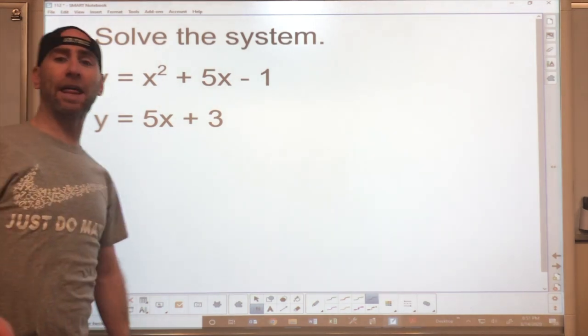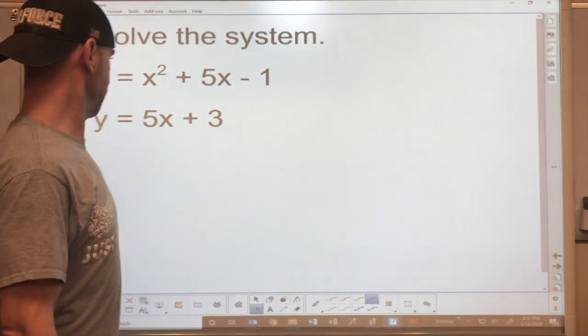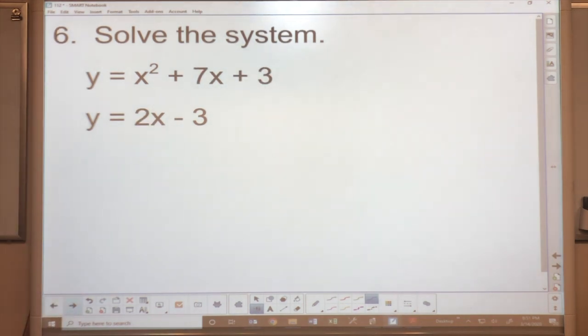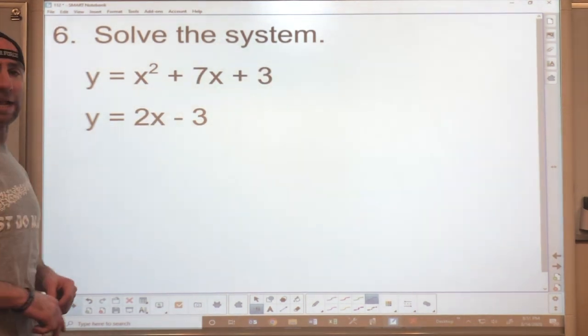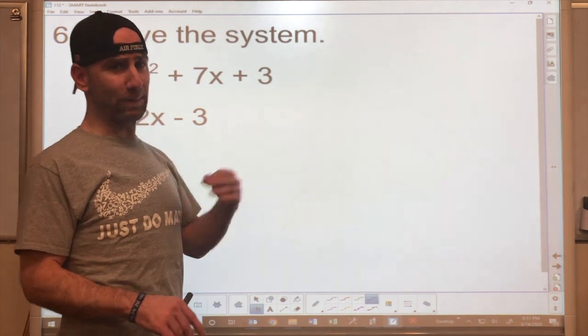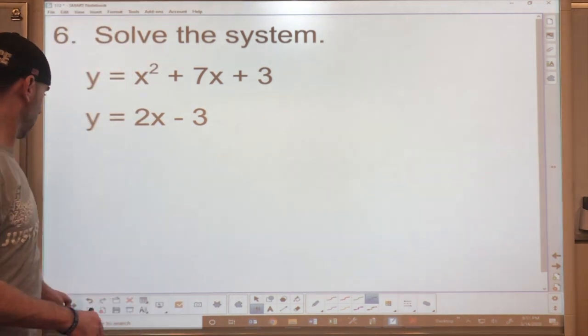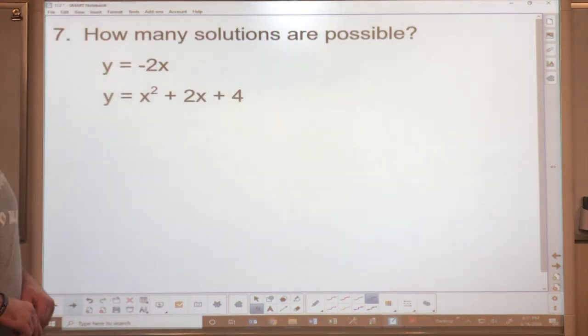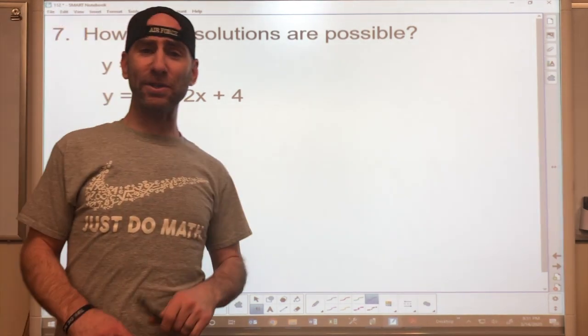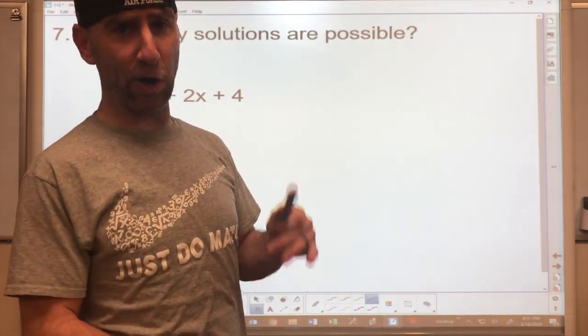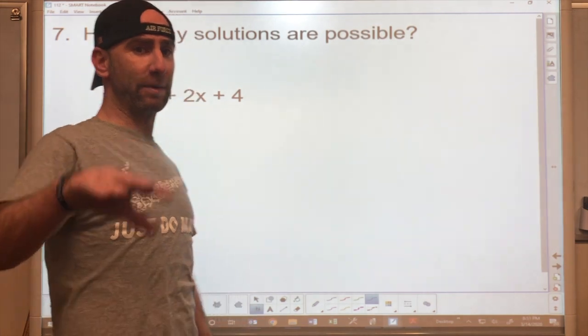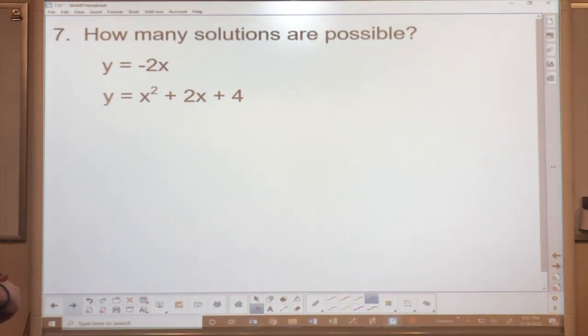Okay, here's another one that you can practice on your own. They're pretty simple once you get the hang of it. Okay, on this one, I want you to tell me how many solutions are possible. Enter them into y1 and y2.